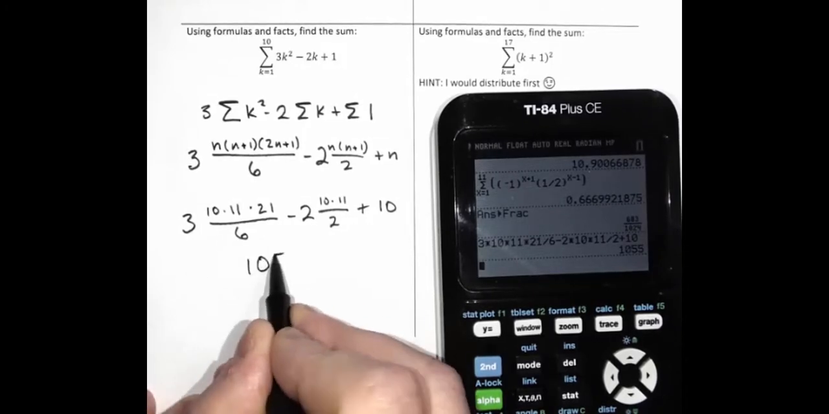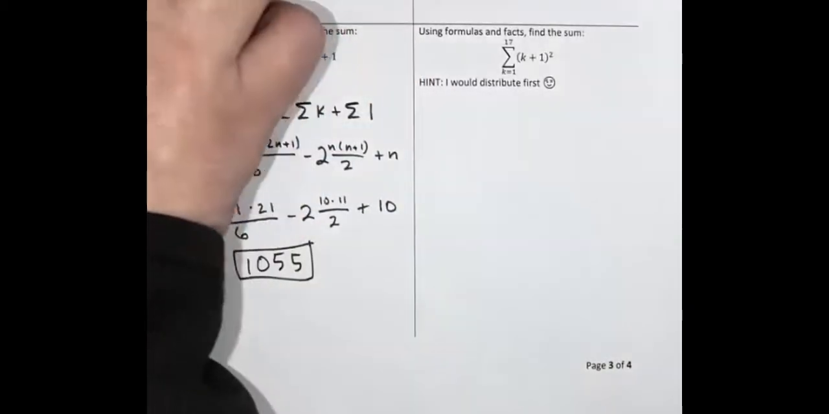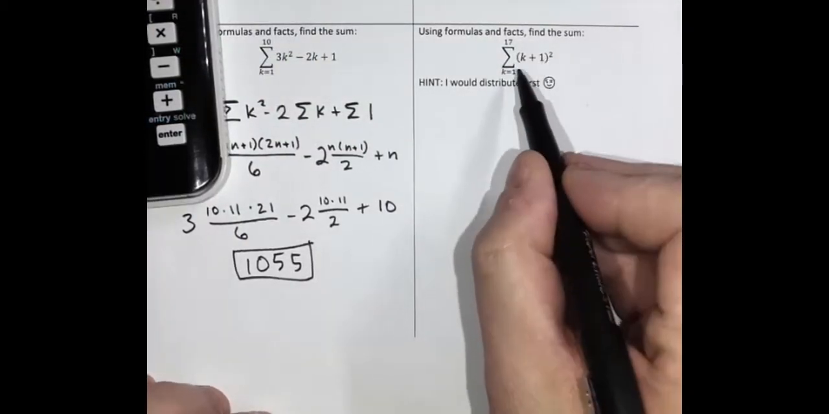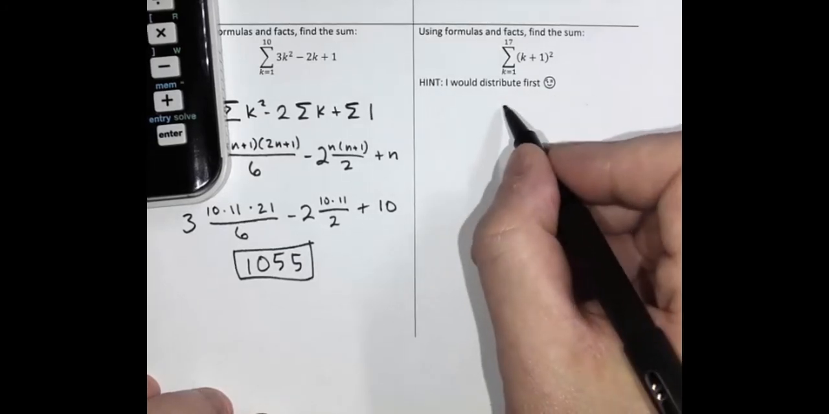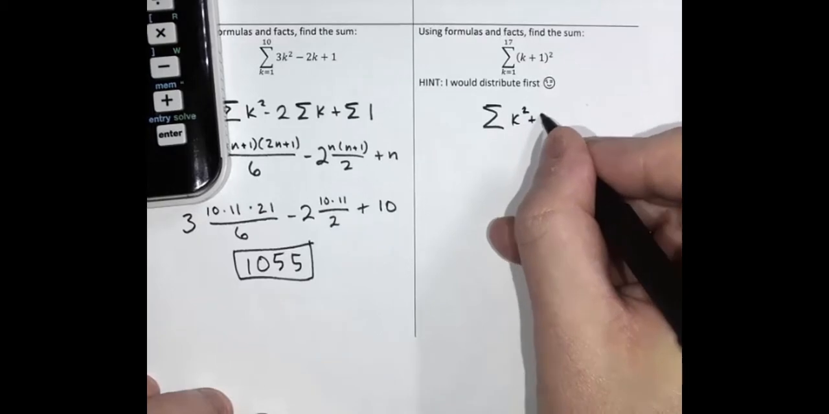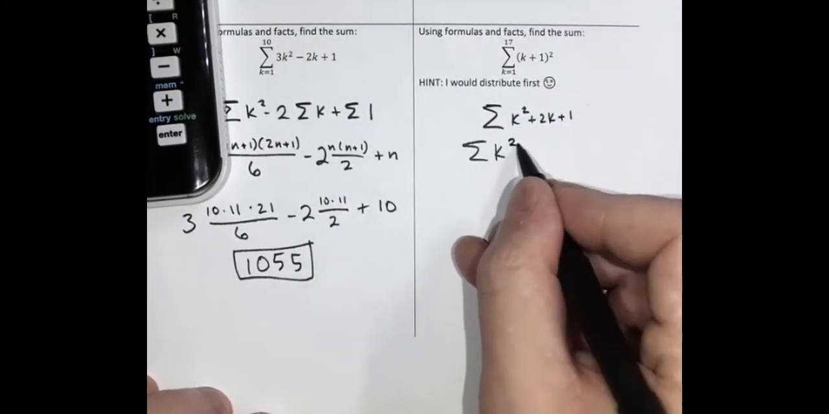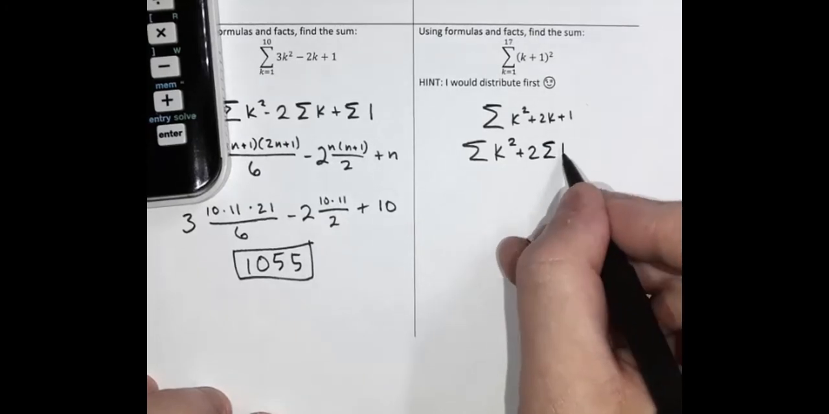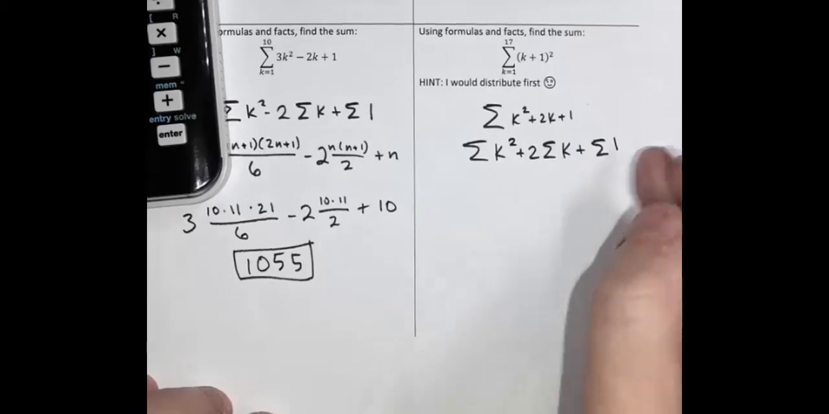Looks like 1055. And for our final problem on this page, this one recommends to distribute first, which might be a good hint. We have the summation of k squared plus 2k plus 1. So we get the sum of k squared plus 2 times the sum of k plus the sum of 1.